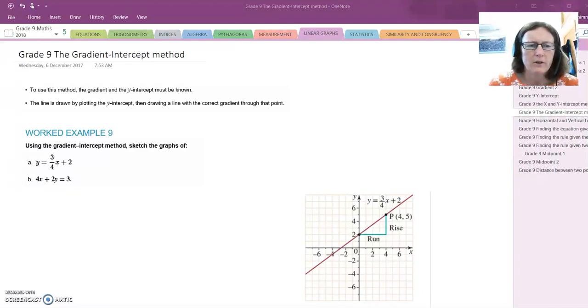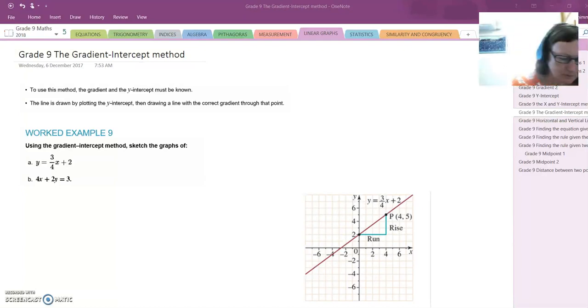Okay, let's look at using the gradient intercept method to sketch our linear graphs. To use this method, we must know the gradient and the y-intercept. The line is drawn by first putting on the y-intercept, then drawing a line with the correct gradient through that point. Let's again look at it by way of an example.